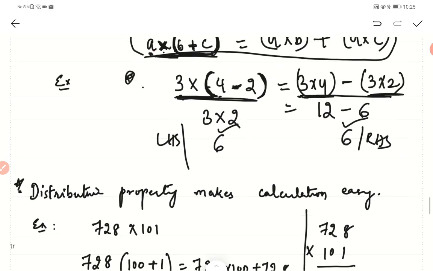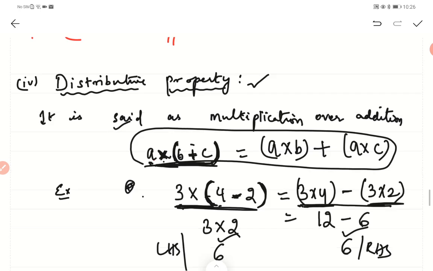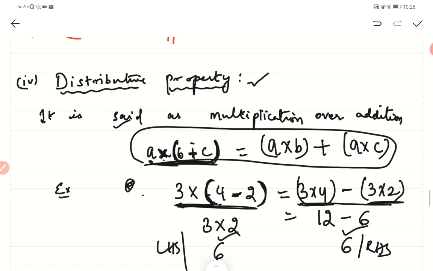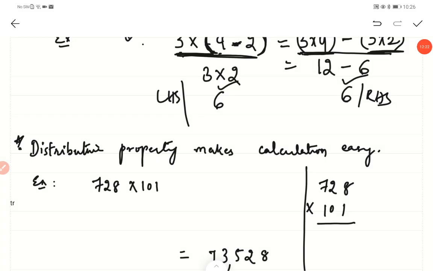So how exactly does this distributive property make your calculation easy? Let's see one example. We have the number 728 multiplied by 101. Normally what you will do is go for multiplication like this: 728 multiplied by 101. Let me go for multiplication now.